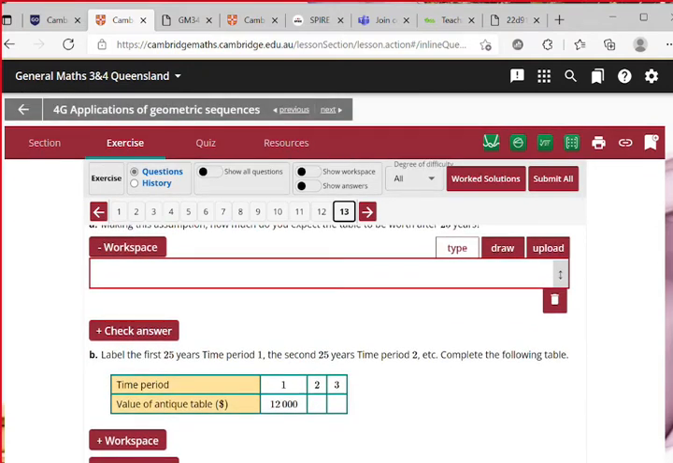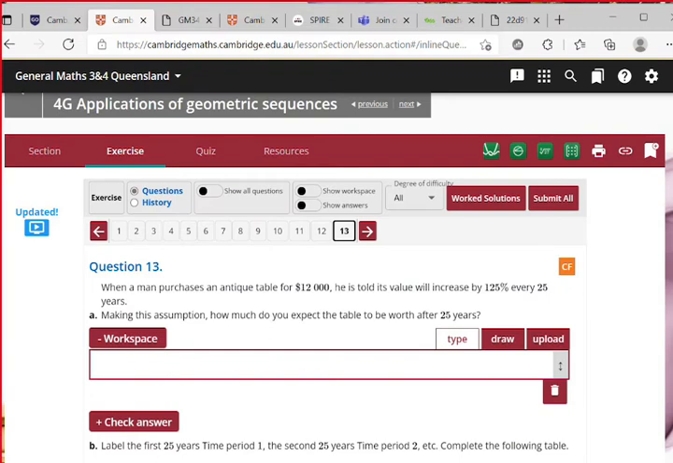So label the first 25-year time period 1. So the first 25-year period is 12,000. The second time period, so again, don't use 25. You're just going to use Tn of 2 and find the value here. And then you can continue with that just like we did in the other sequences when we filled out a chart. Okay? All right. So that one is pretty straightforward.